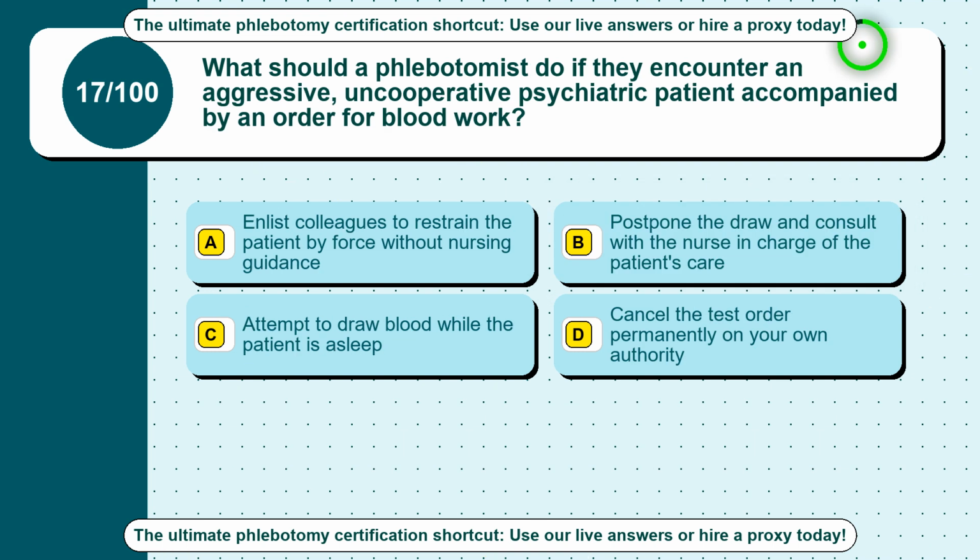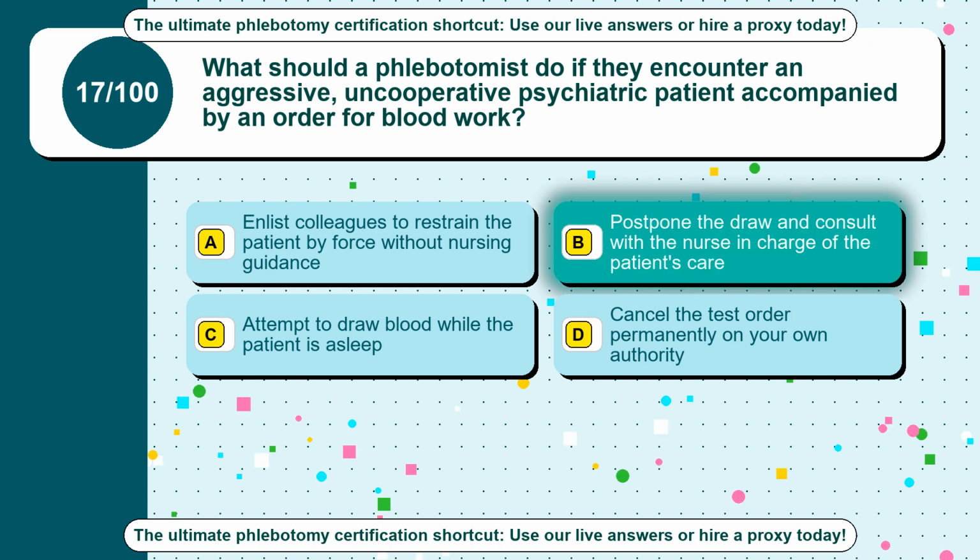Question 17. What should a phlebotomist do if they encounter an aggressive, uncooperative psychiatric patient accompanied by an order for blood work? Option A, enlist colleagues to restrain the patient by force without nursing guidance. Option B, postpone the draw and consult with the nurse in charge of the patient's care. Option C, attempt to draw blood while the patient is asleep. Option D, cancel the test order permanently on your own authority.